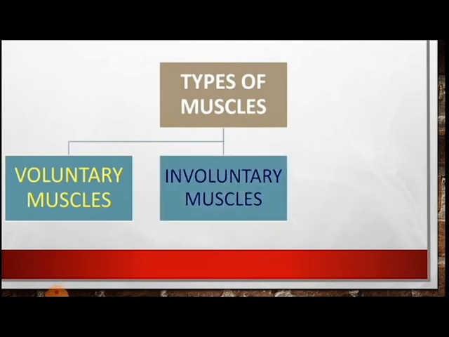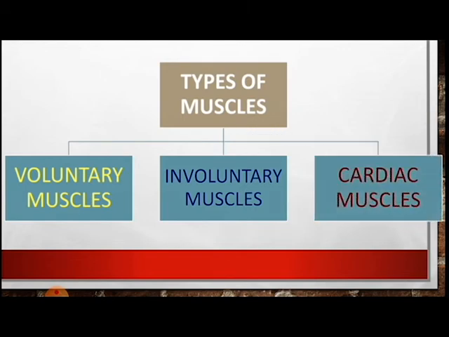Second is involuntary muscles. These muscles are not under our conscious control. They work on their own. These muscles are present in the organs of digestive systems as well as blood vessels. And third is cardiac muscles. These muscles are present in the heart and control heartbeat. They are also involuntary in function but structured like voluntary muscles.